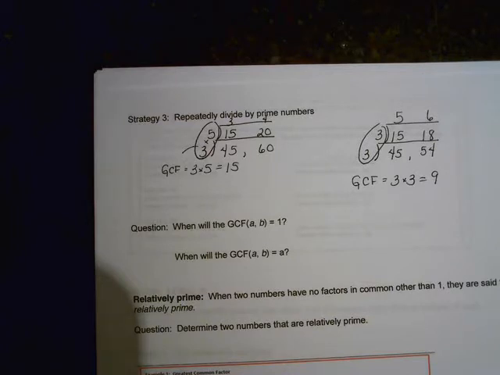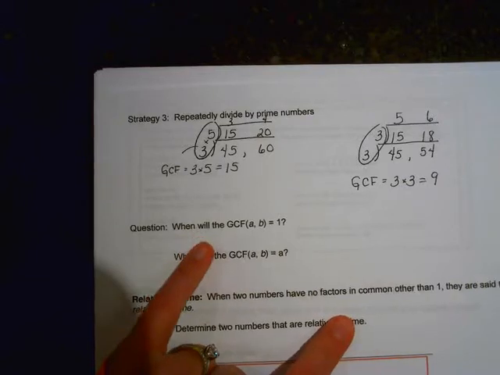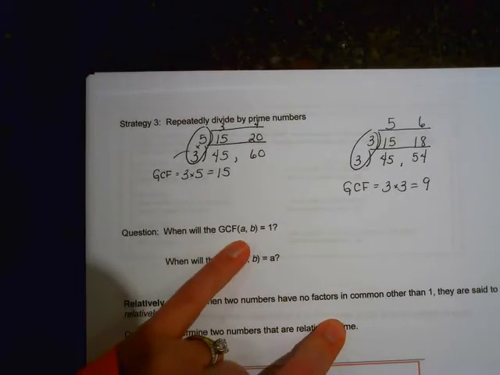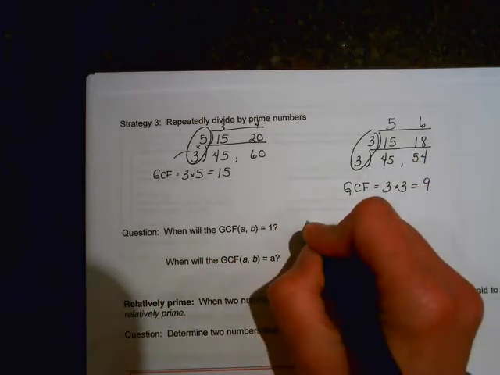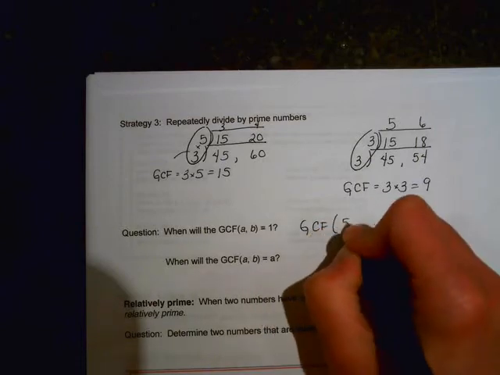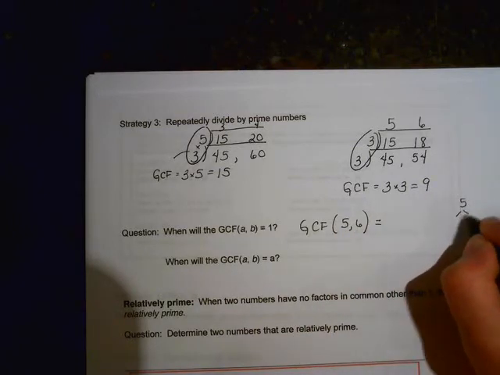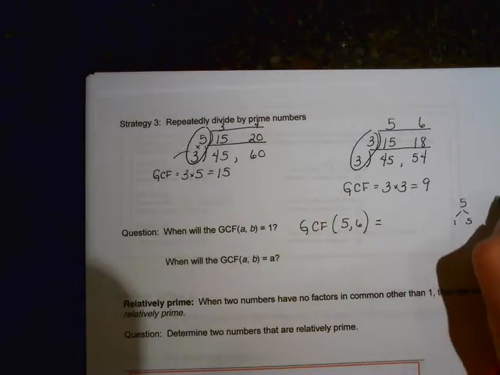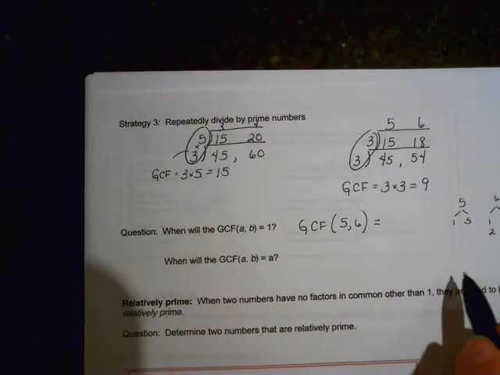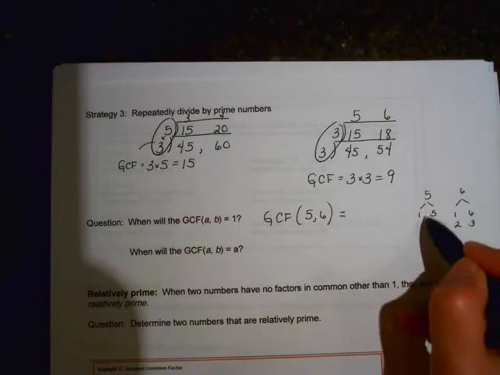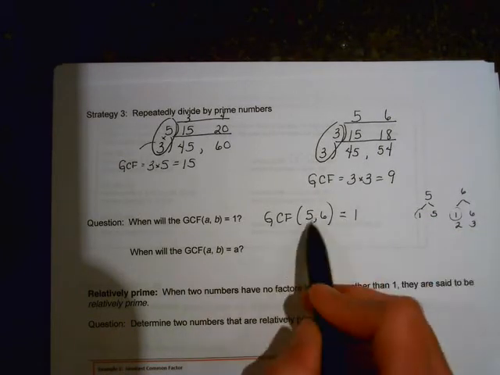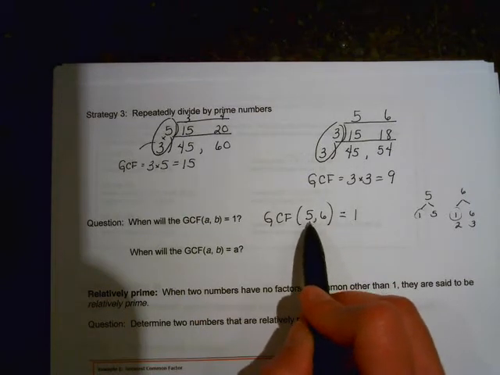So it says, when will the greatest common factor of 2 numbers ever be 1? Well, we just looked at these. The greatest common factor of 5 and 6. Well, let's look at the factors of 5, and then let's look at the factors of 6. Do you see the only common factor they have is 1? So if these numbers are what are called relatively prime to each other, their only common factor is 1, then the greatest common factor is 1.